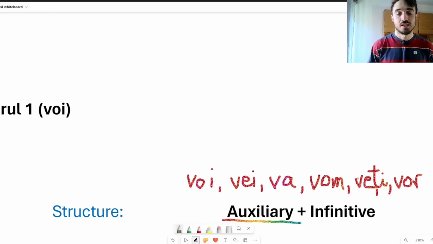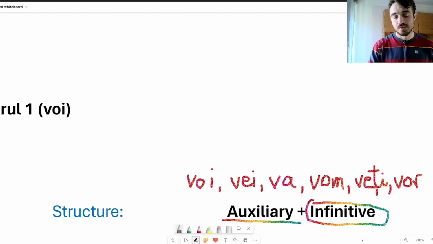So if I want to say I will travel, eu voi călători. If I want to say she will jump, ea va sări. And so on. As you might have noticed already, eu voi călători, ea va sări, both use the infinitive of the verb. So sări is the infinitive of to jump, and călători is the infinitive of to travel.